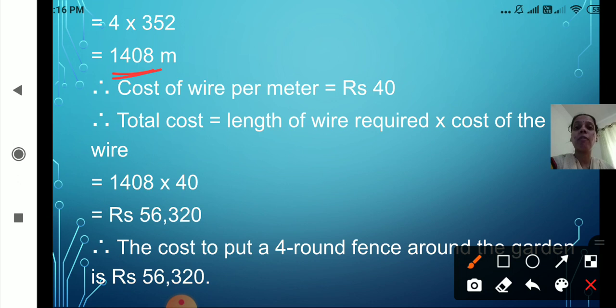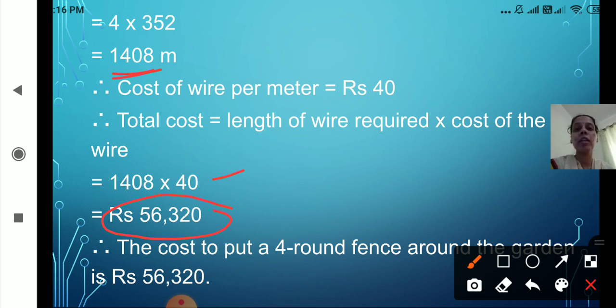Now 1408 meter wire we require for 4 round fencing, but in the question the cost of wire per meter is given as 40 rupees. The cost of the wire per meter, that is 1 meter, is equal to 40 rupees. So we have to find out for 1408 meters. How will you find out for 1408 meter? The total cost is equal to the length of the wire required, that is 1408, multiplied by the cost of the wire. So 1408 multiplied by 40. So the answer is 56,320 rupees.